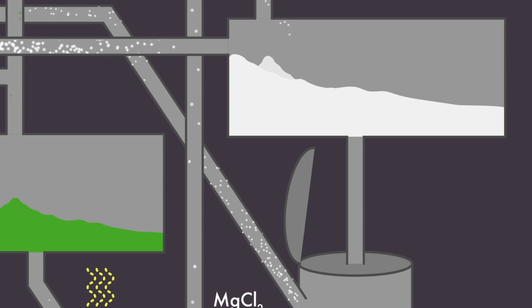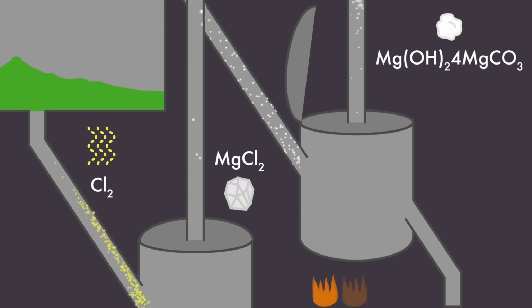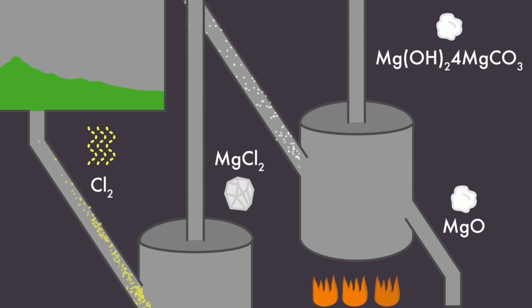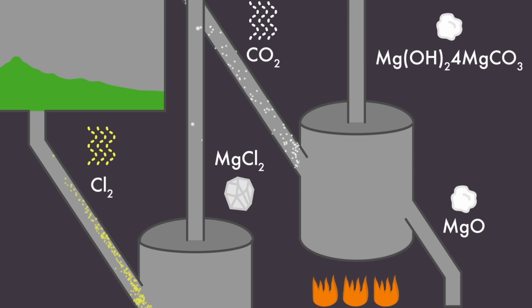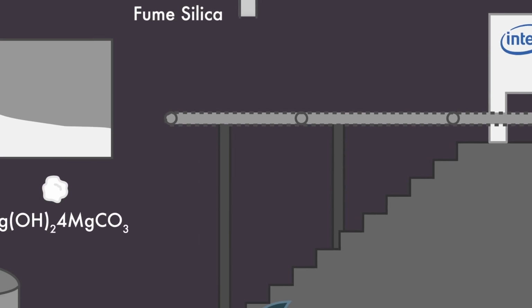The rest of the molten magnesium chloride gets combined with washing soda and heated up to a molten temperature, producing magnesium oxide, salt, and carbon dioxide. The magnesium oxide can be added to ordinary cement to make a much stronger, more durable cement that holds up particularly well when exposed to seawater.